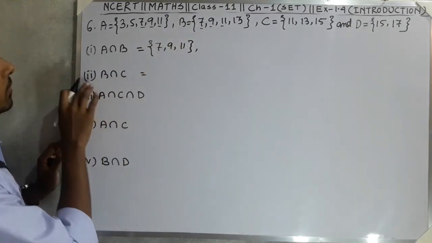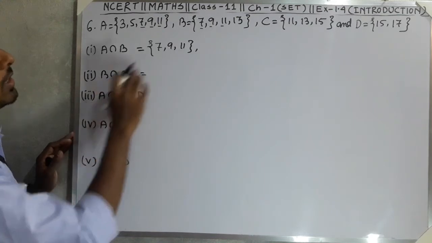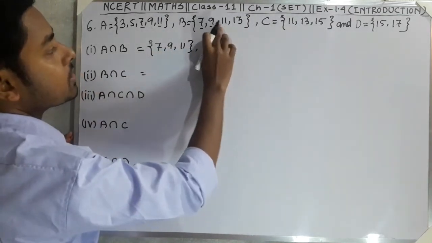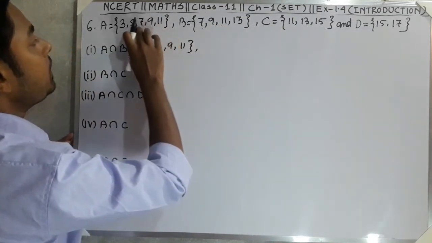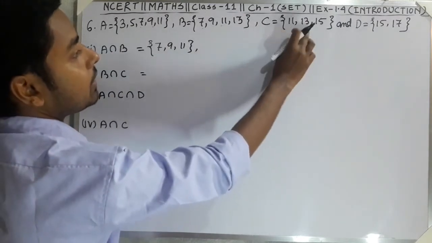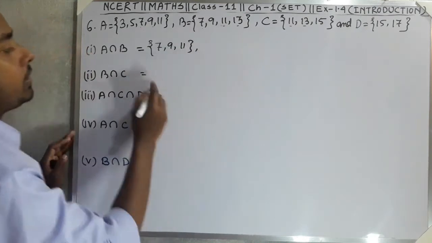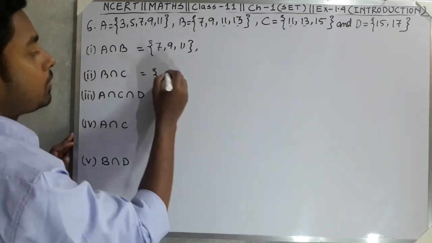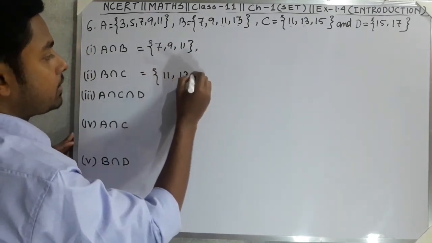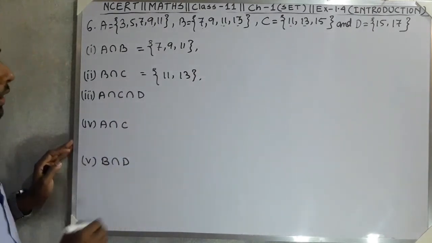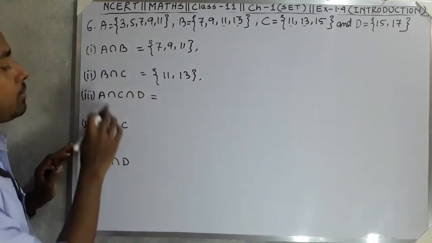Question number 2. B intersection C. So B and C, what are the common elements? In B and C, what are the common elements? 11 and 13. 15 is not here. So what are the common elements? 11 and 13.